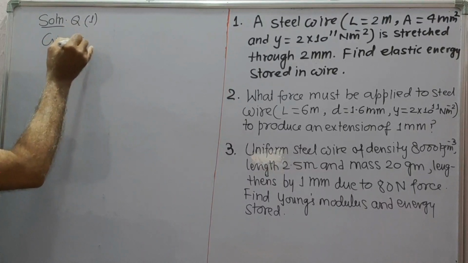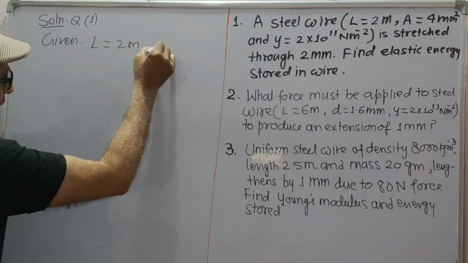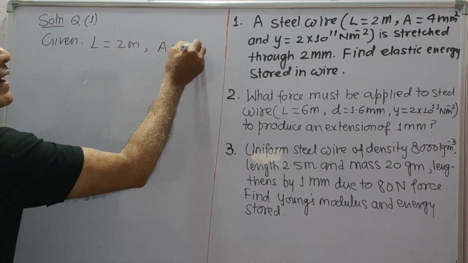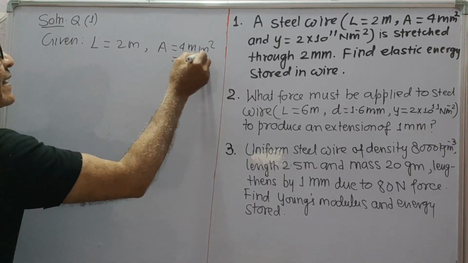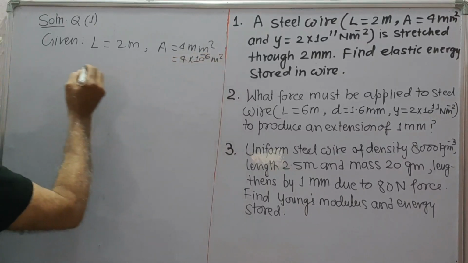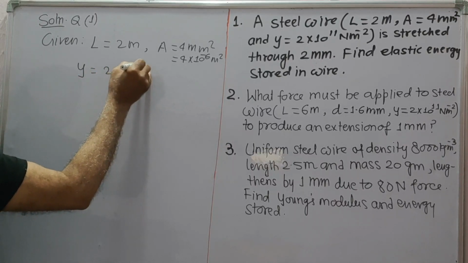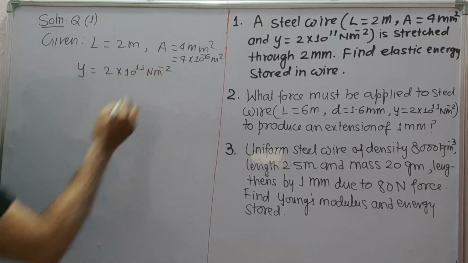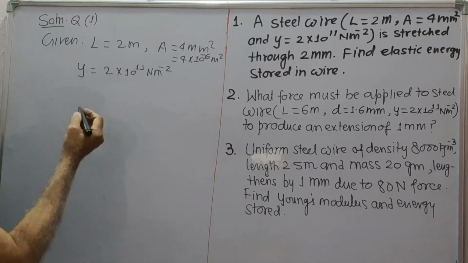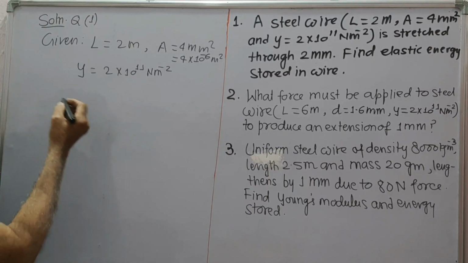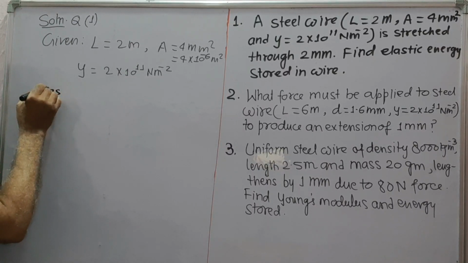Given: L is 2 meter, A is 4 mm square, which is 4 into 10 to minus 6 meter square. Young's modulus is 2 into 10 to power 11 Newton per meter square. We have to find the elastic energy stored.